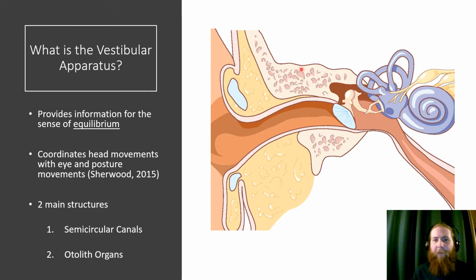So what the vestibular apparatus does for us is it provides our sense of equilibrium. It helps, letting you know where you are in space. It coordinates your head movements with your eyes and your posture and makes sure all three of those things are aligned. There's two main structures. There's these semicircular canals here on the top of it. And inside of here, like we spoke earlier, there's the otolith organs. And we're going to talk about each of those in greater detail later.